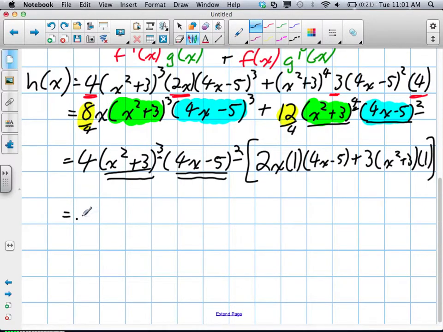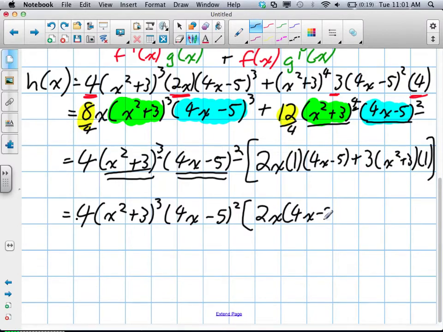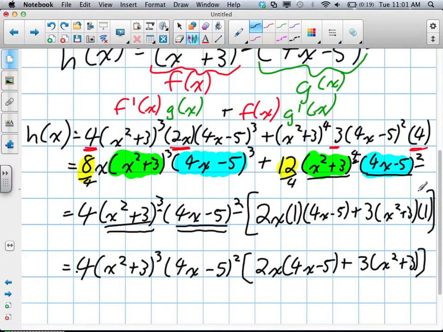So our simplified-ish version would be x squared plus 3 cubed times 4x minus 5 squared times 2x times 4x minus 5 plus 3 times x squared plus 3. Okay. Looks complex, and it is a complex product. It's just keeping things in order in terms of solving this.